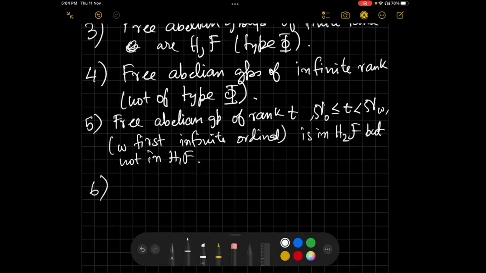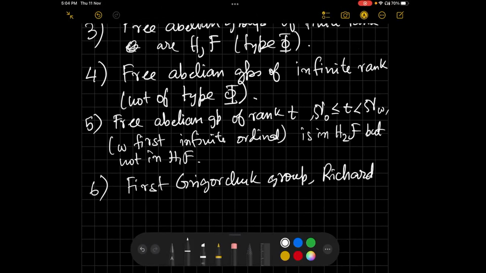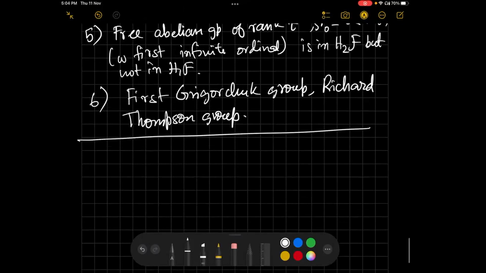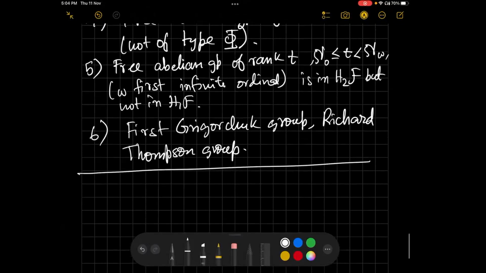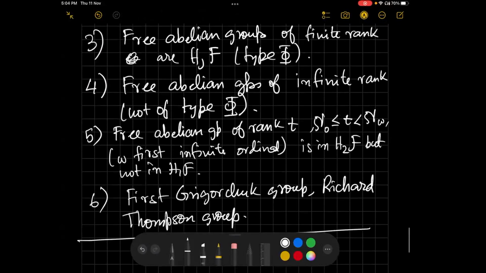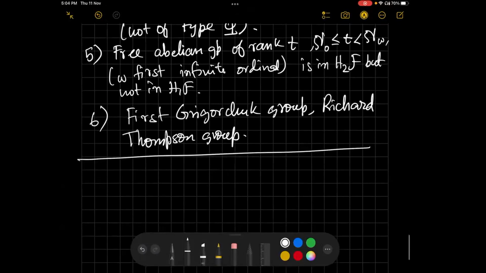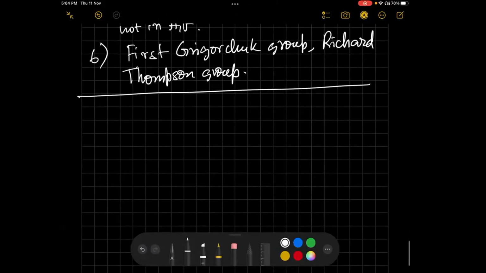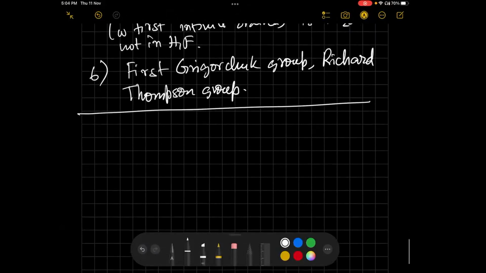So for example, there is the first Grigorchuk group. I don't want to define it right now. There is Richard Thompson's group, and these are also not of type phi. Actually a referee made this comment recently for one of my papers. The referee said, this is a very convenient class to study invariants, and that is absolutely correct. I don't think that was the motivation behind introducing these classes.